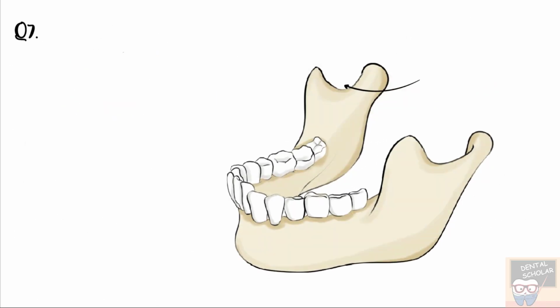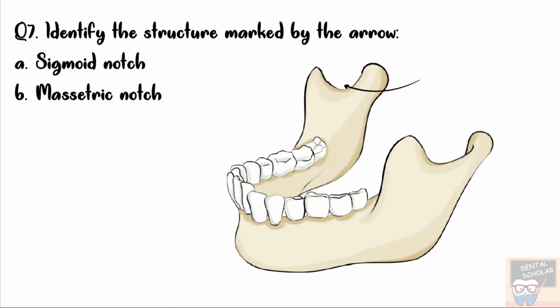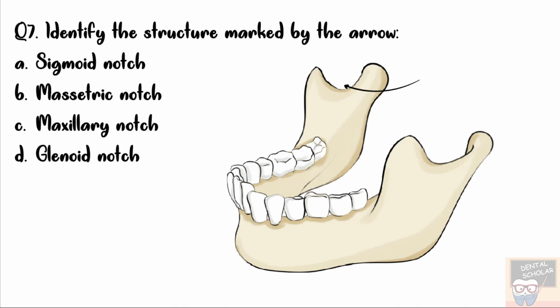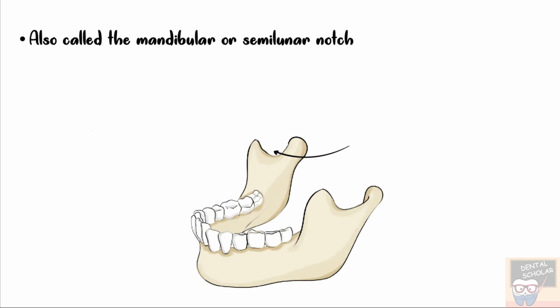Question number 7. Identify the structure marked by the arrow. Option A, sigmoid notch, option B, mesenteric notch, option C, maxillary notch and option D, glenoid notch. The correct answer is option A, that is sigmoid notch. The sigmoid notch is also called the mandibular or the semilunar notch, and it is located between the coronoid and condylar processes.